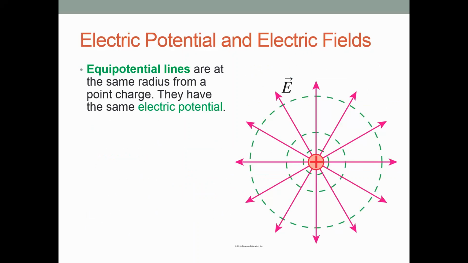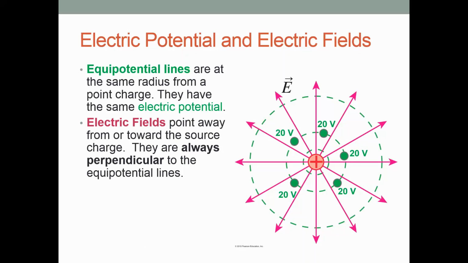So we could figure out electric potential around a point. Let's say this is a charge here. And what you'll see is that electric potential will follow a certain pattern of symmetry around a point charge. So electric potential at the same radius from a point charge is the same. So 20 volts at this point is the same as this point and this point and this point.